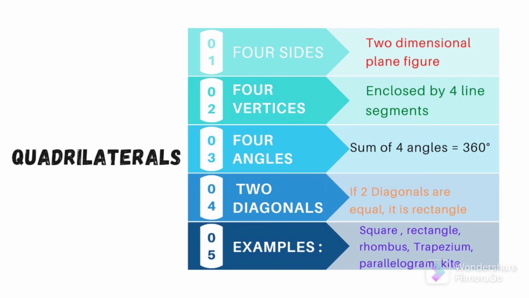In a quadrilateral, if the two diagonals are equal in length, then that quadrilateral will be a rectangle. The examples of quadrilaterals are square, rectangle, rhombus, trapezium, parallelogram, kite.